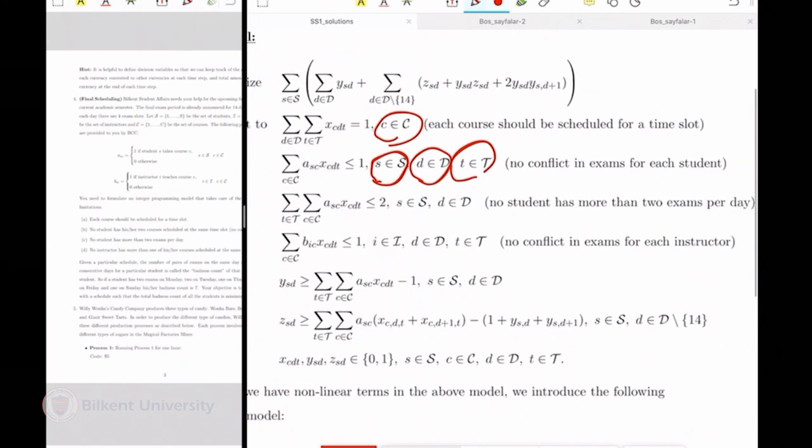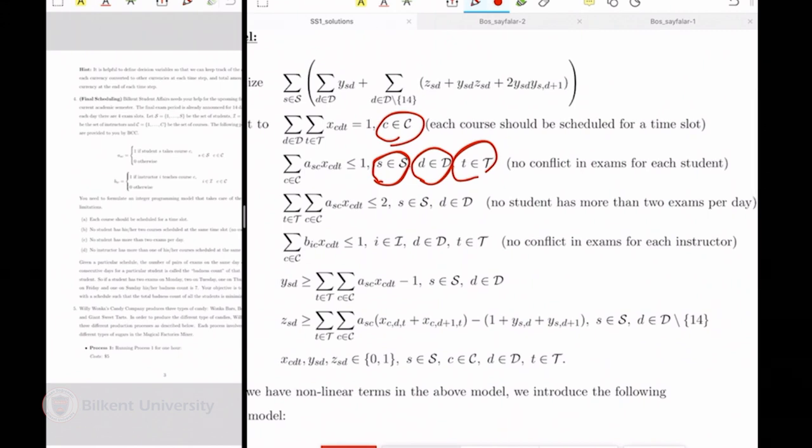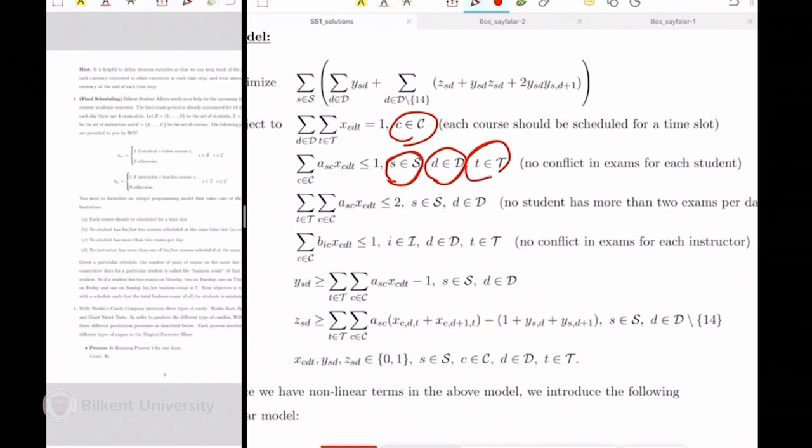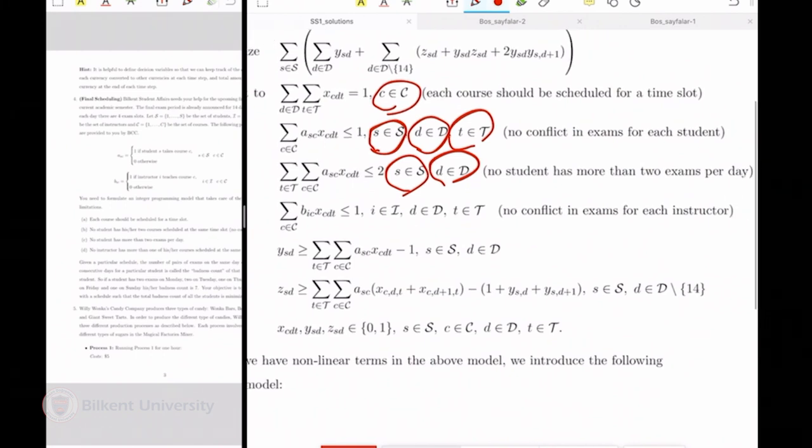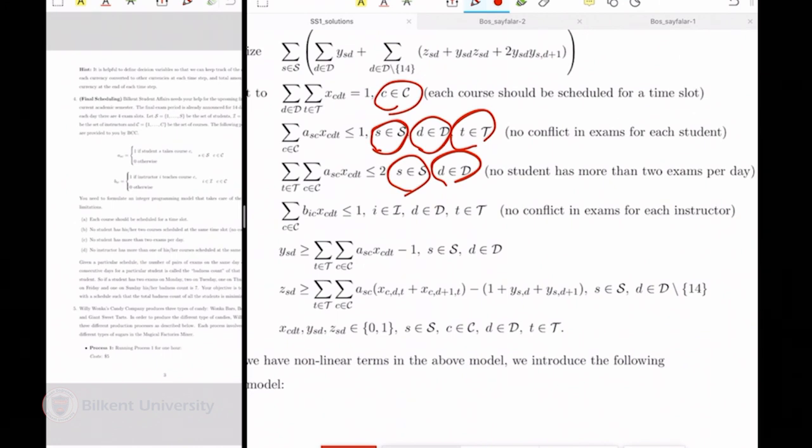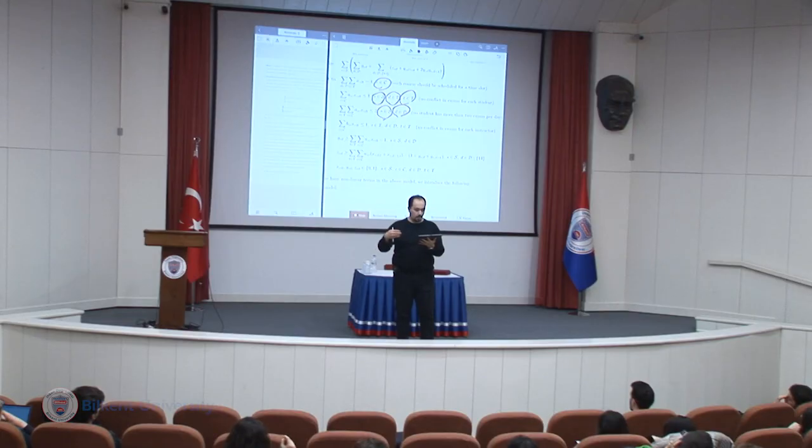And in the third constraint, I want to emphasize that no student has more than 2 exams per day. So for each day, for each student, the summation of A and X should be less than or equal to 2, meaning that the number of exams cannot be more than 2. Next, no conflict in exams for each instructor. It's about multiplication of a binary parameter and binary variable, B multiplied by X. B multiplied by X is equal to 1 when instructor I is having course C at day D at time slot T. So the summation of this over all courses should be less than or equal to 1.